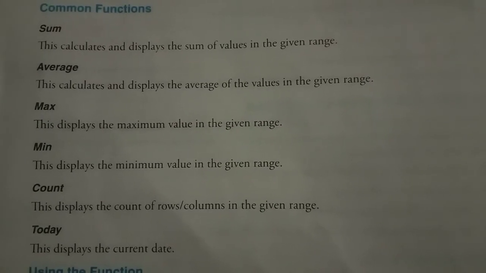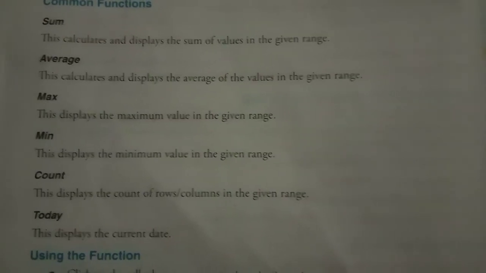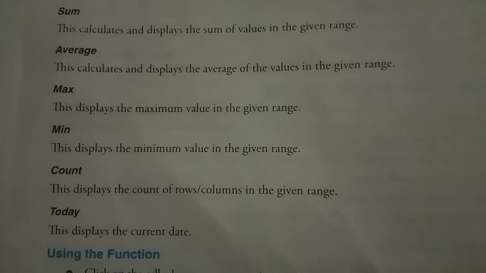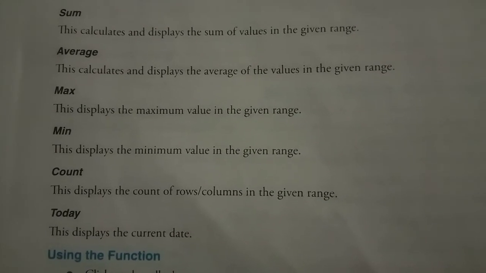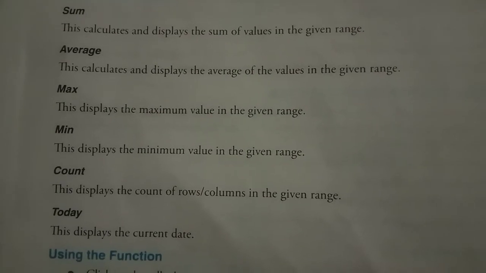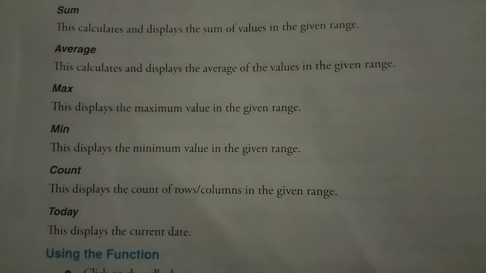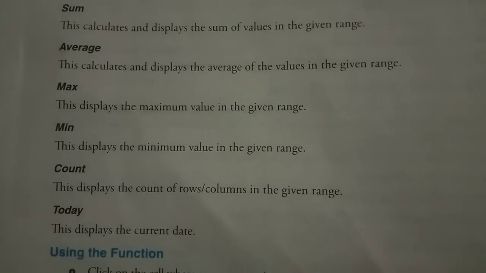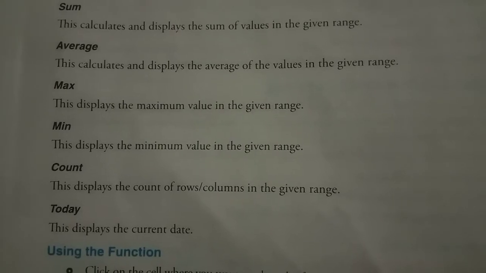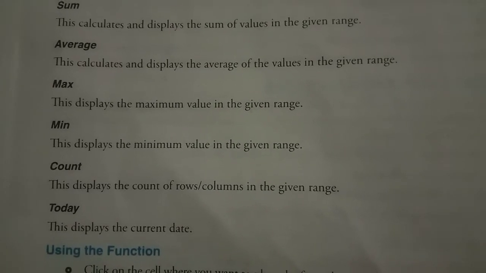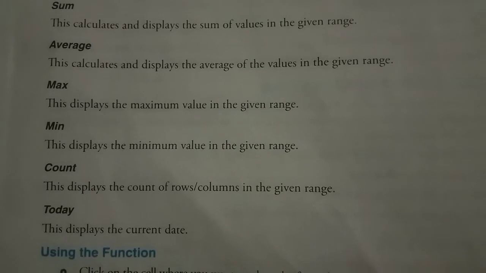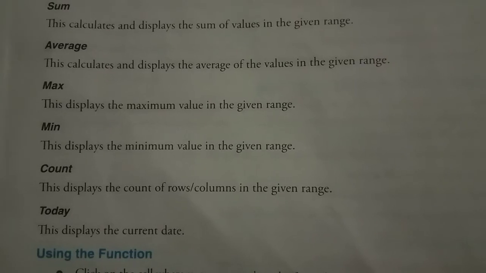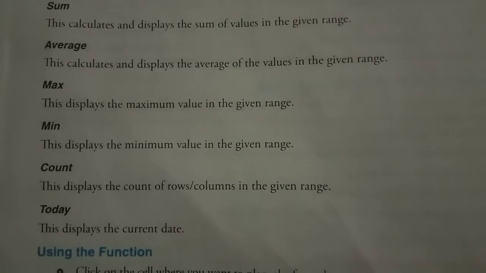Min stands for minimum. So this one is exactly the opposite of maximum. This displays the minimum value in the given range. Whatever minimum values are given in a given range, we can find them through min. Count. Count means the count of the rows and columns. This displays the count of rows and columns in the given range. Whatever rows and columns we have written in the given range, count is going to display them.